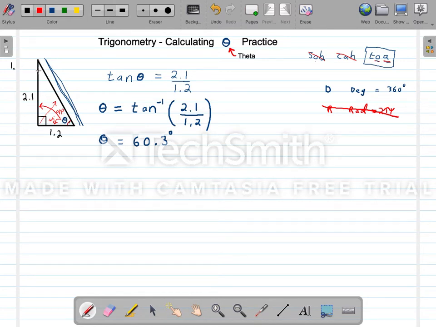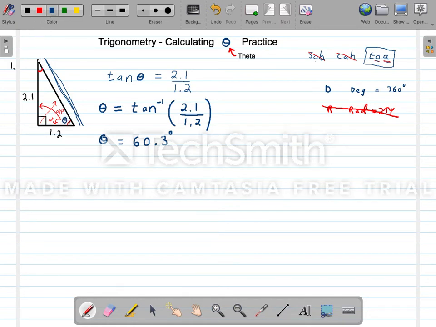All right, so if I asked you on a test, here's my theta, what is this angle up here? You have two ways to figure out the other angle. One is to do tan inverse again, except this time you're going to be switching these two, because it's going to be 1.2 over 2.1 tan inverse. The easiest way to figure out the third angle is you know this is a 90, and you just calculated this to be 60.